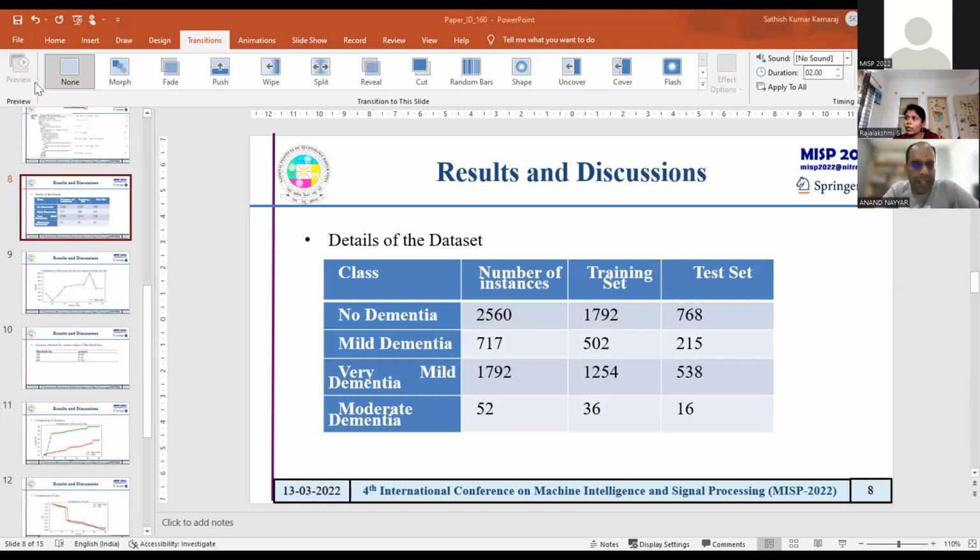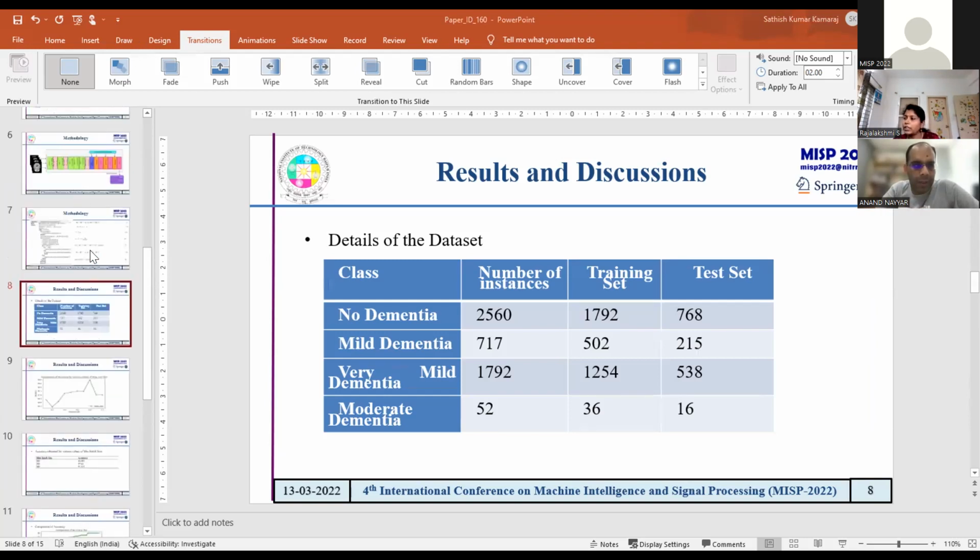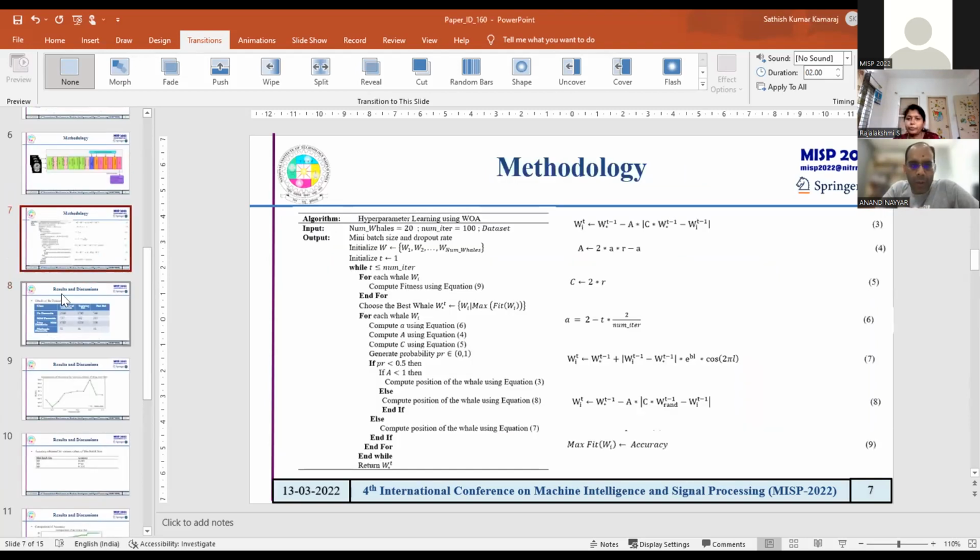Now let's talk about your methodology. Can you go above the slide? Okay. Now, can you explain this formula under number 6 and number 7, how you derived it?